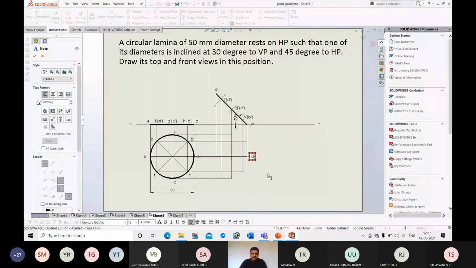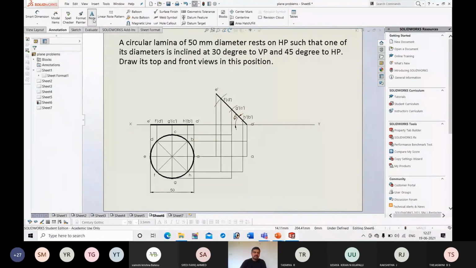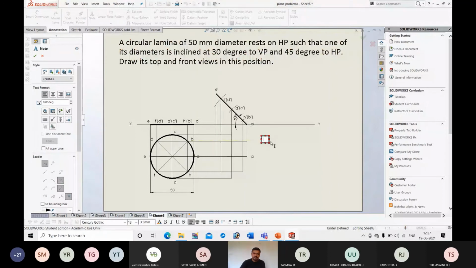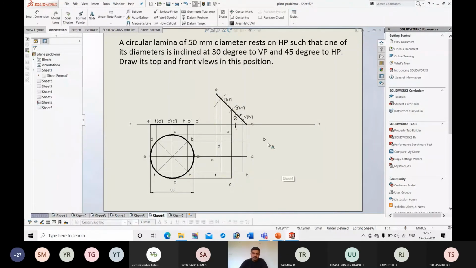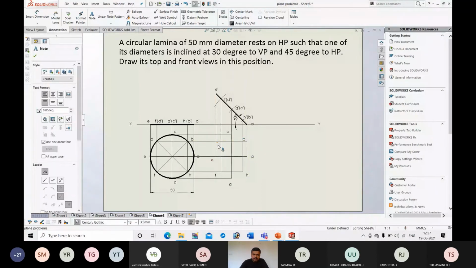So this is A. Next, B, C, D. Like this you should name the points.